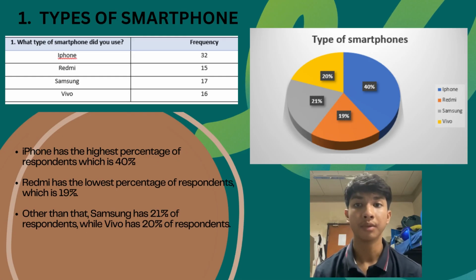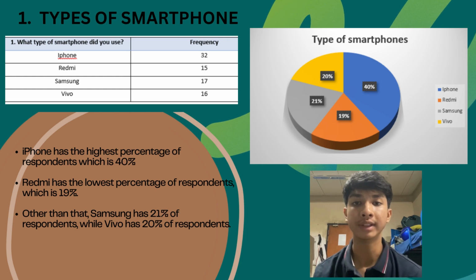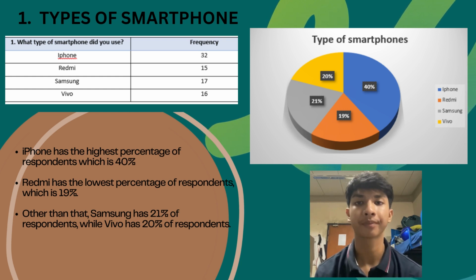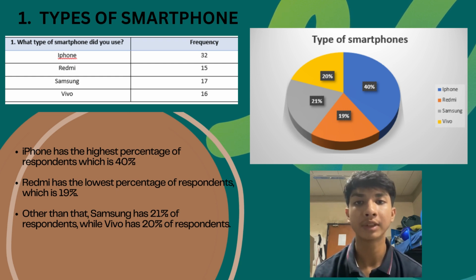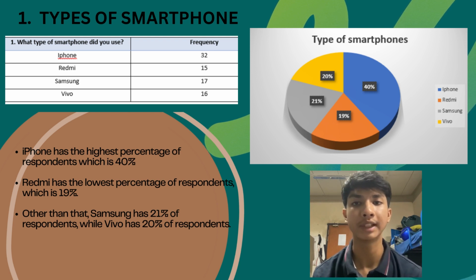From the pie chart above, it shows that the iPhone has the highest percentage of respondents, which is 40%, while the Redmi has the lowest percentage of respondents, which is 19%. Other than that, Samsung has 21% of respondents, while Vivo has 20% of respondents.